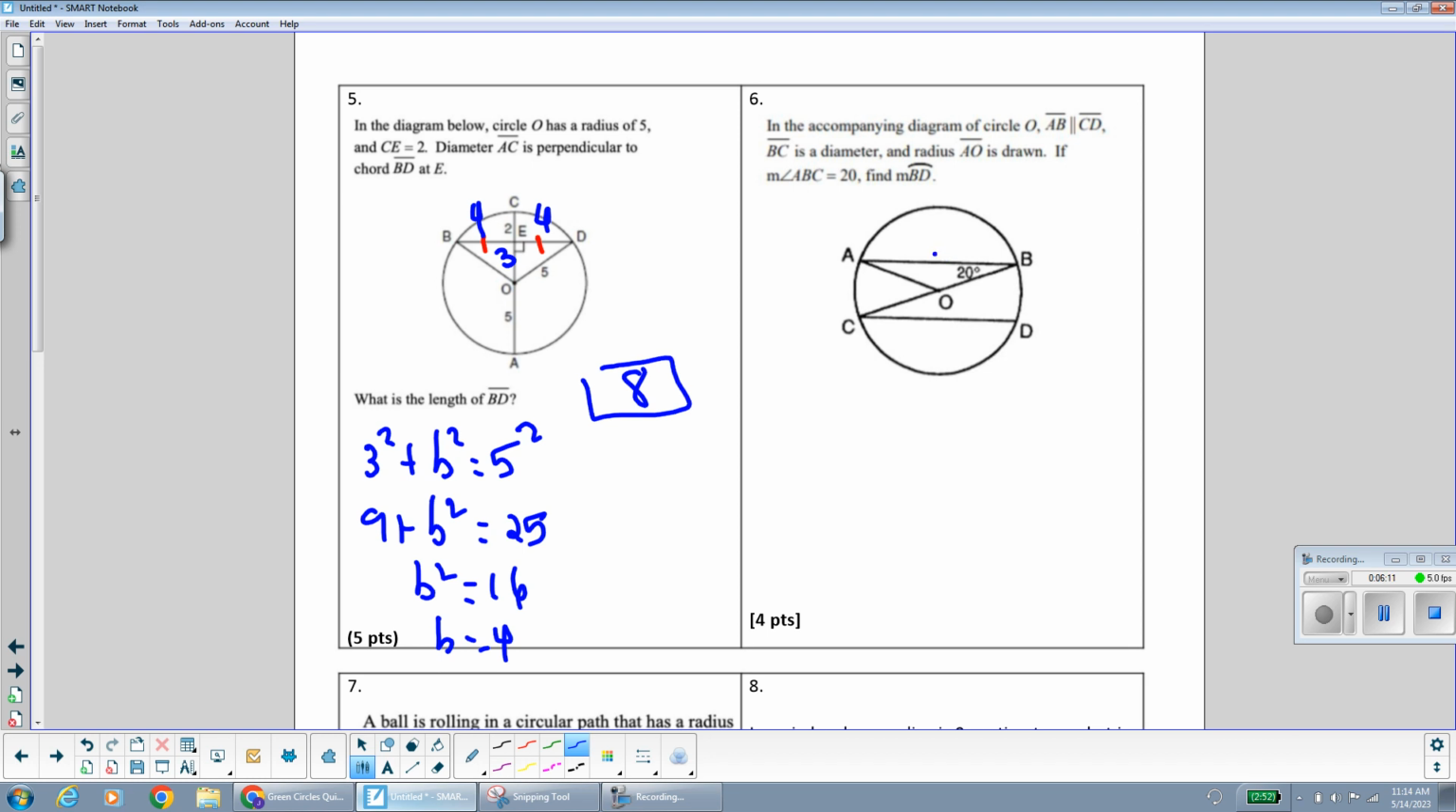Okay, here we have perpendicular chords. And if chords are perpendicular, the arcs in between them are congruent. And since we do have parallel lines, we do know that the alternate interior angles are congruent. And these are both inscribed angles. Inscribed angles are half of their intercepted arcs. So these are each 40 degrees.